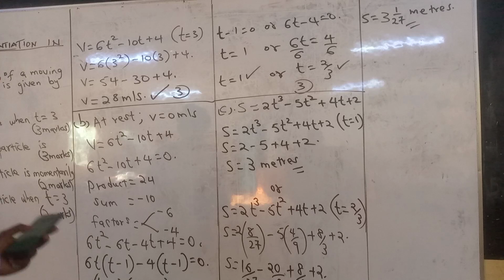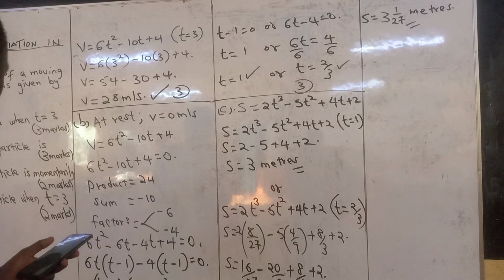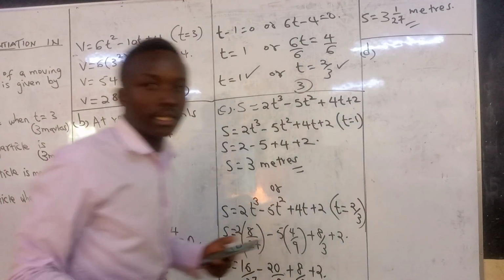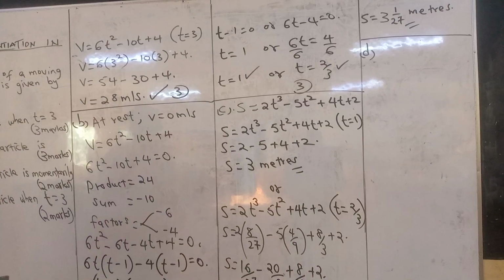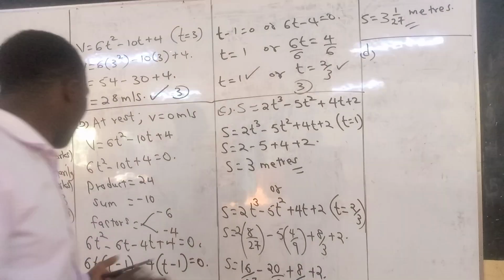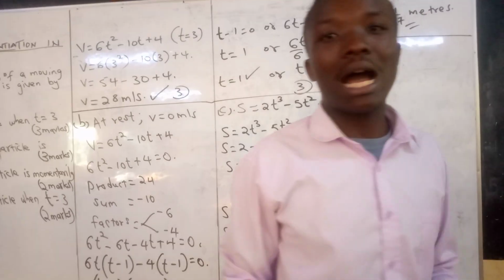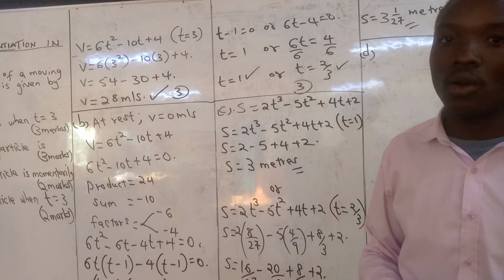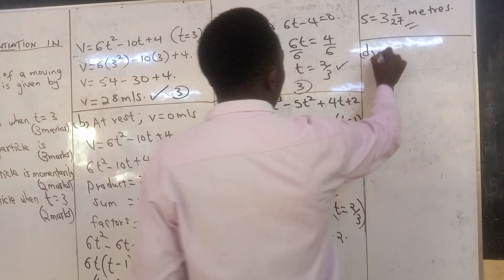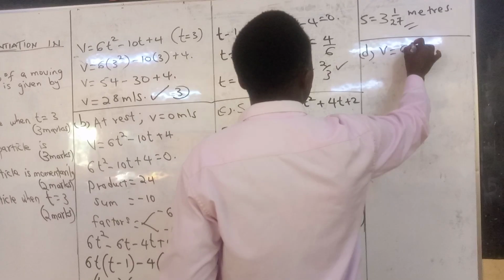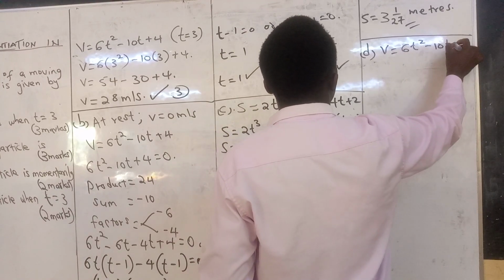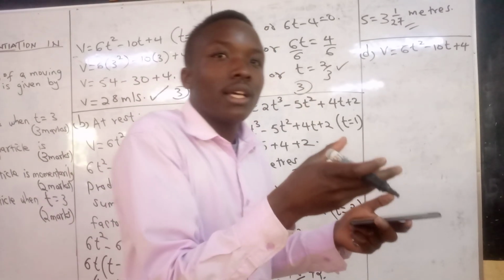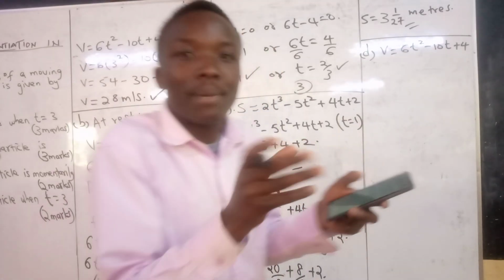So we now have the last question, D. Our last question, D, is saying determine the acceleration of the particle when t is equal to 3 seconds. Acceleration when t is equal to 3. So how do we determine acceleration when t is equal to 3? Remember we had the equation for velocity, which was v is equal to 6t squared minus 10t plus 4. So for us to determine the acceleration, we need to differentiate the equation for velocity with respect to time.